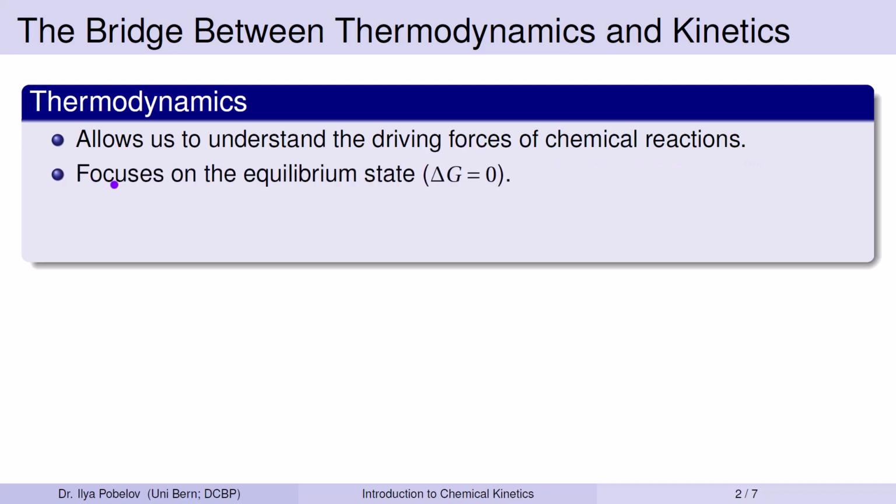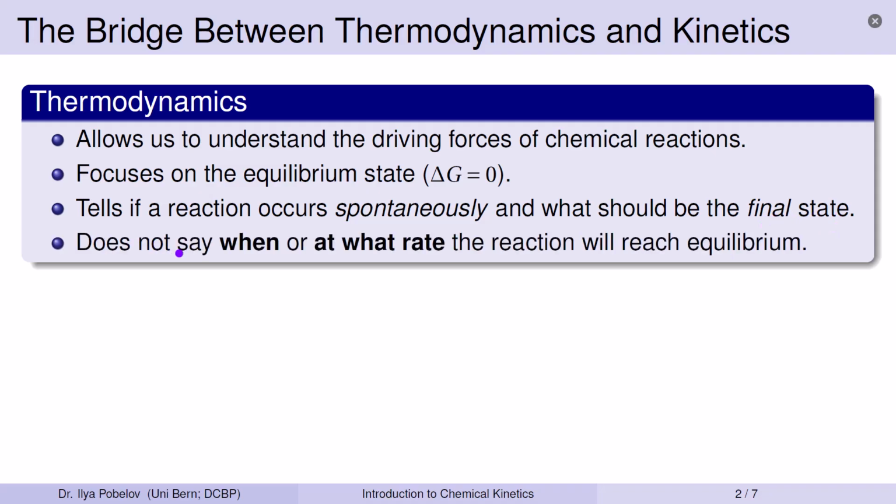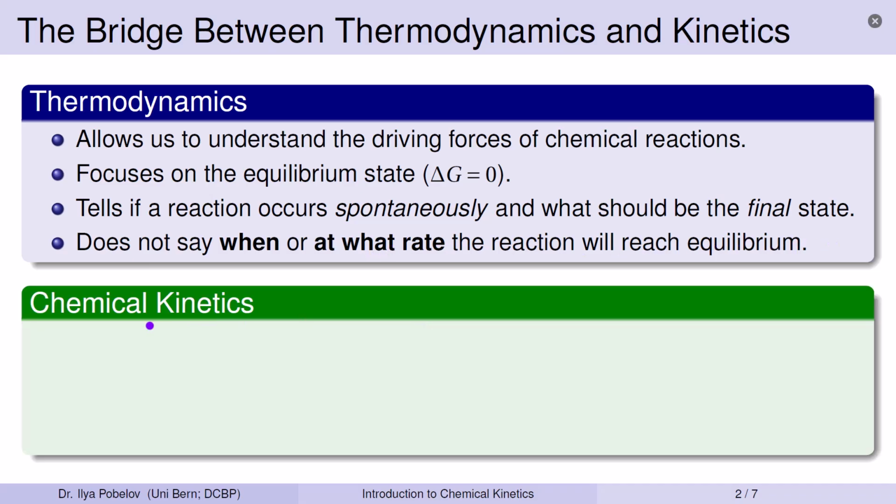It primarily focuses on the equilibrium state where the change in Gibbs energy, delta G, is zero. It tells us if a reaction occurs spontaneously and what should be the final state of the chemical system, but not when or at what rate it will reach equilibrium. This is where chemical kinetics comes into play.